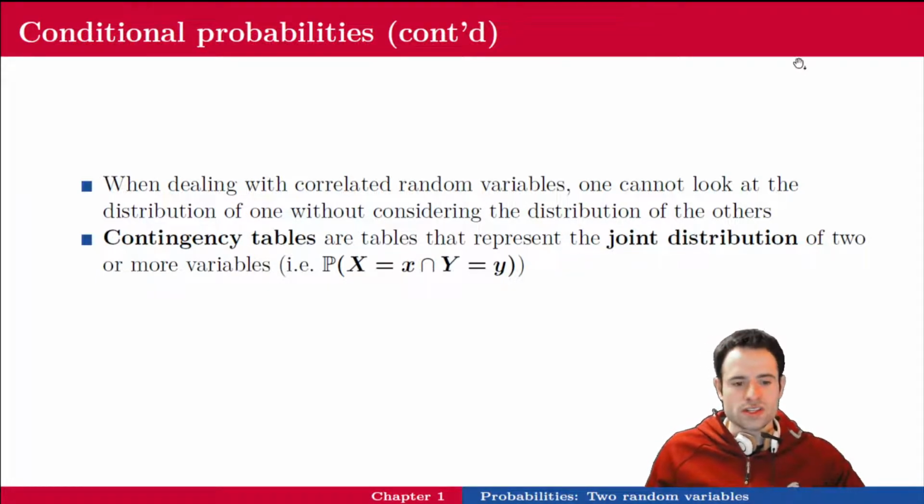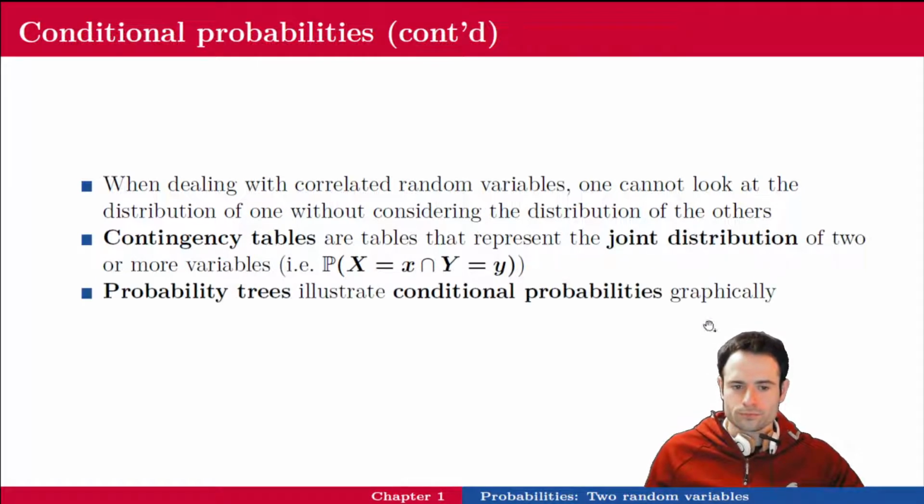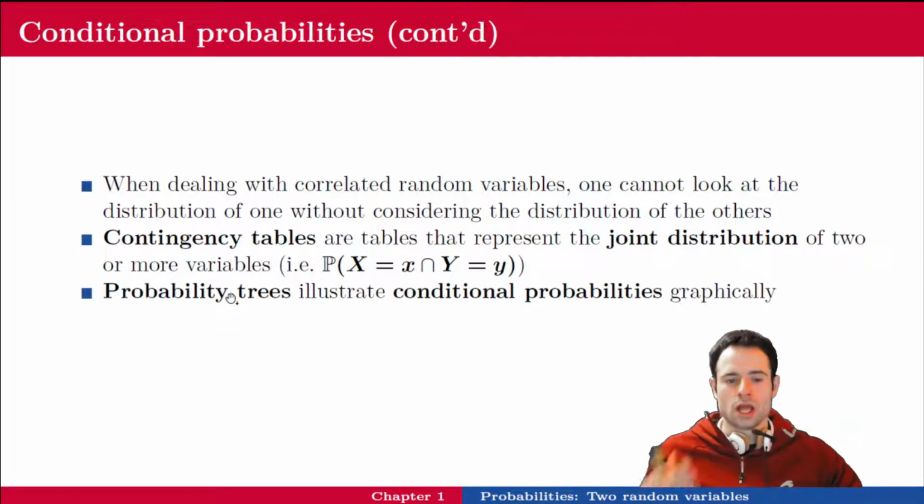A contingency table contains the probability of x being equal to a certain number and y being equal to a certain number. On the other hand, we can also use probability trees, but probability trees do not contain joint probabilities. Instead, they illustrate conditional probabilities in a graphical way. So you can use these two tools together. I'm going to show you what they look like and how to make them, and you will need to know how to use both of them.